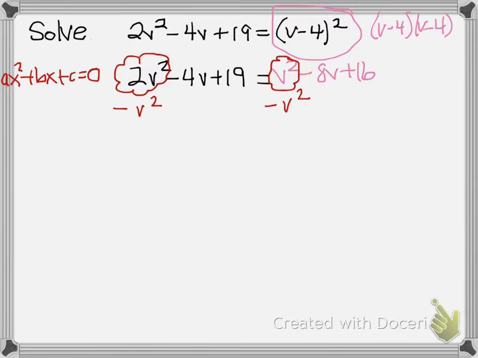Okay, so if I've made that first step and I'm moving everything to the left side, then I need to move all of it. So I'm going to add 8v to both sides. And then I'm going to subtract 16 from both sides. Now what that's done for me is given me my 0, which is what I need to solve a quadratic equation. I've got to have a 0. So everything on the right side zeroed out.